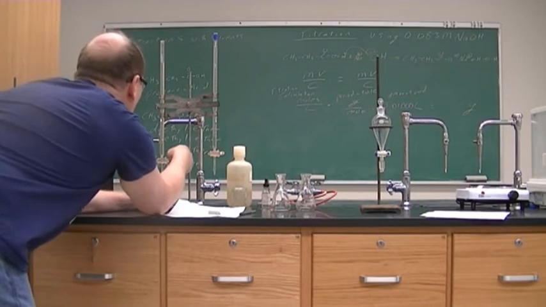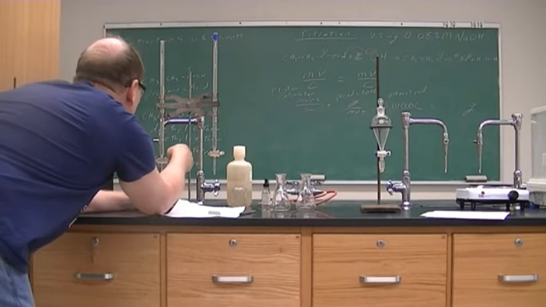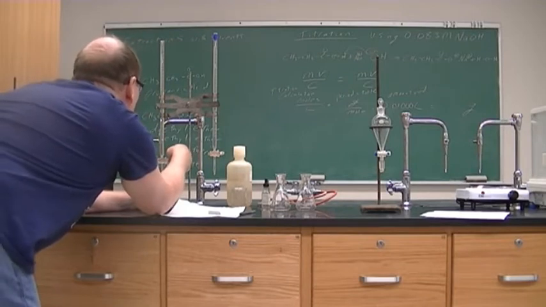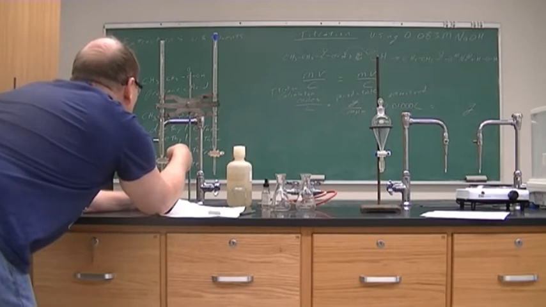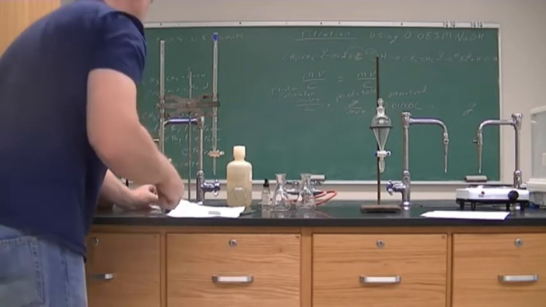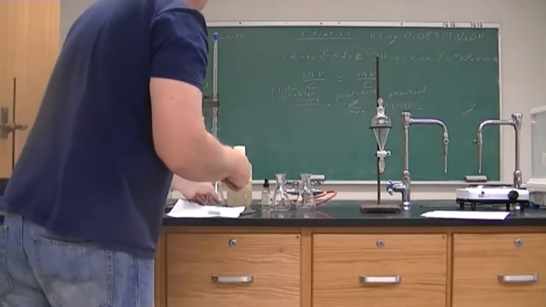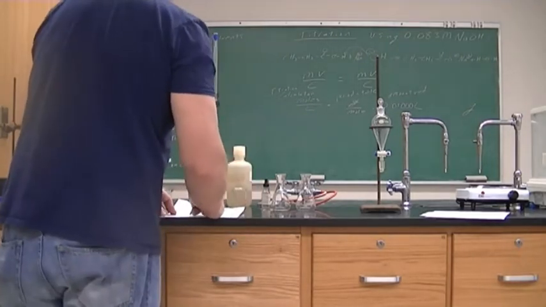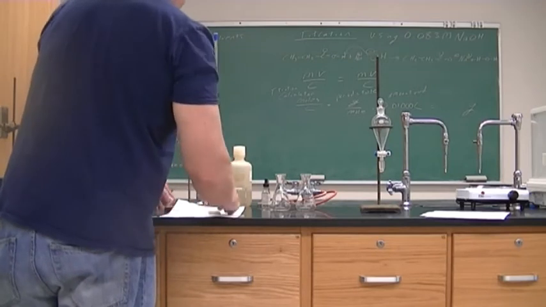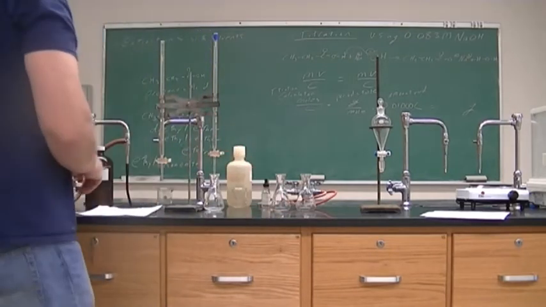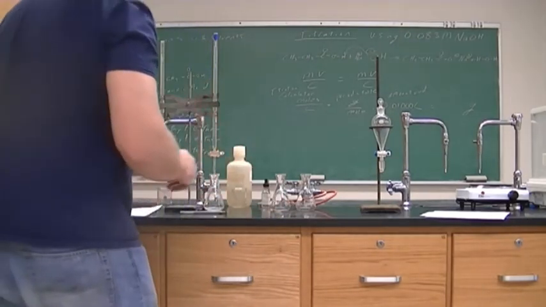All right, so I'm just going to add this until it is at 12.2. All right, so now we have exactly 10 mils of our acid in here. So exactly 10 milliliters, we're at 12.20 mils. So 10.00. So now we're going to do the titration.